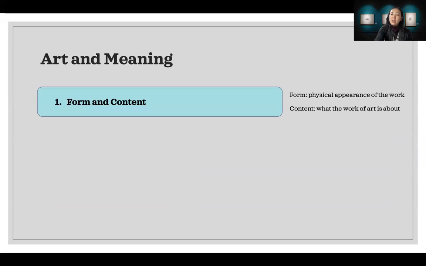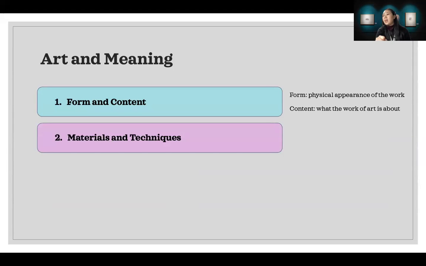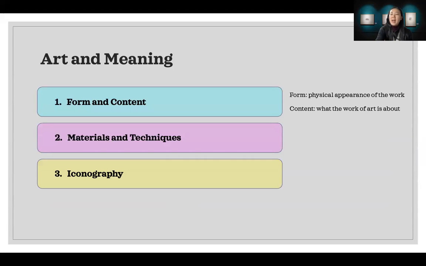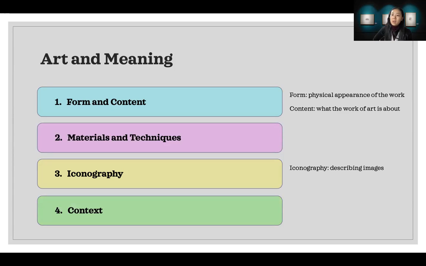And the next thing can be materials and techniques to see the meaning of art. And the third one is iconography. Iconography means describing images. It involves identifying, describing, and interpreting subject matter in art. And the last thing, we can find the meaning of art through context. Art does not happen in a vacuum. So many works of art relate to the life and the society of their creators.